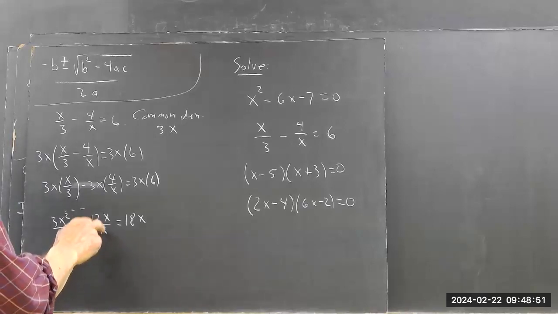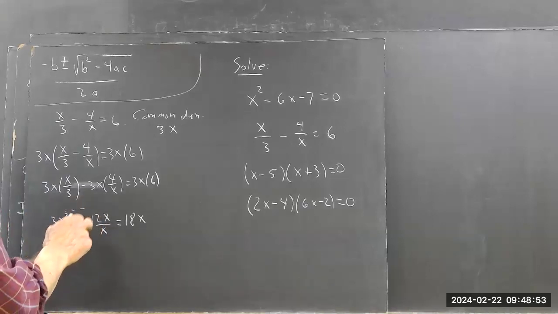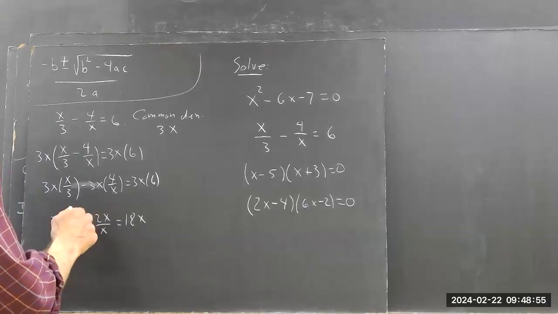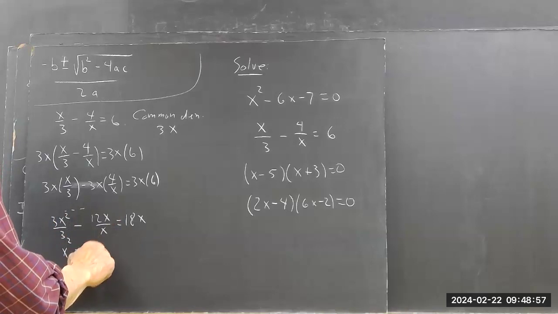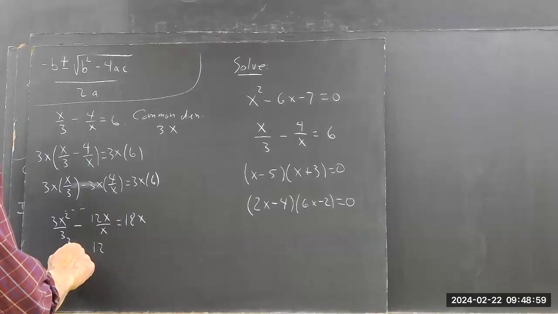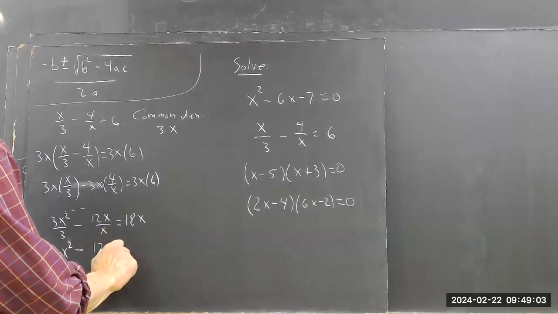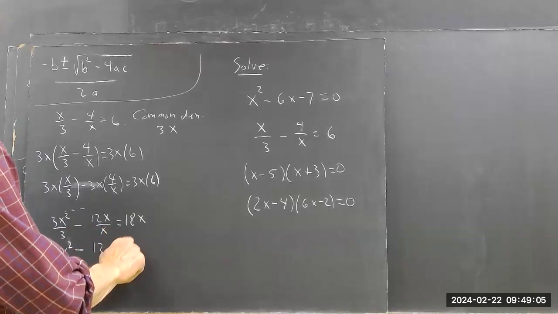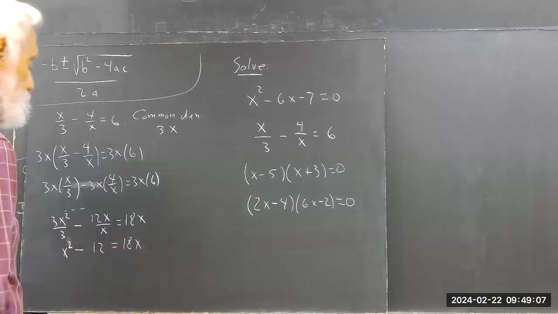x is the denominator. x is a factor of the numerator. It's something that's multiplied by everything else in the numerator. And you get 12, and this is x squared, but there was a 2 up there where I couldn't see it. Okay, so you get x squared minus 12 equals 18x.